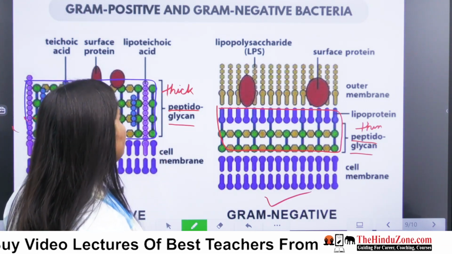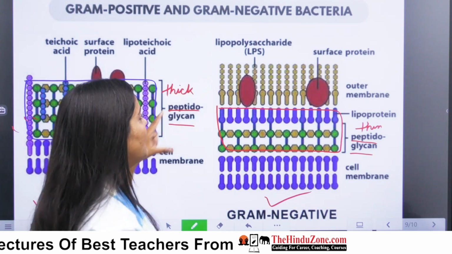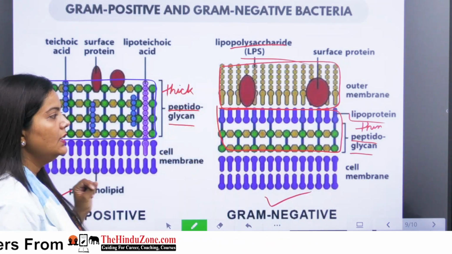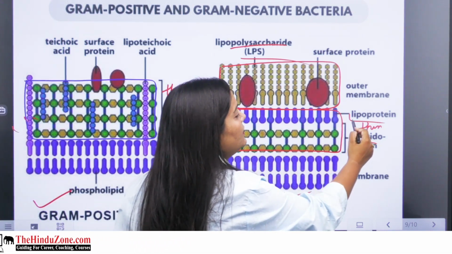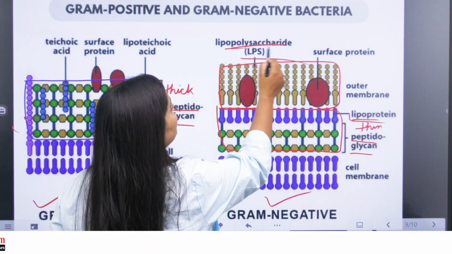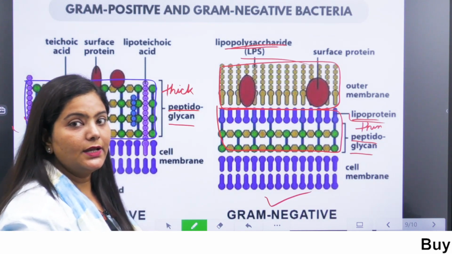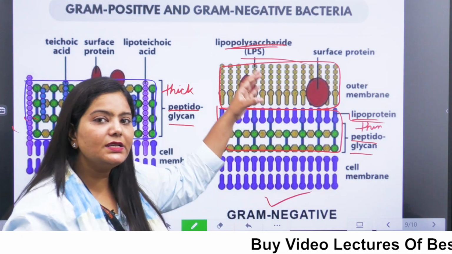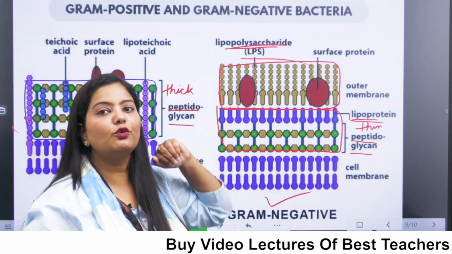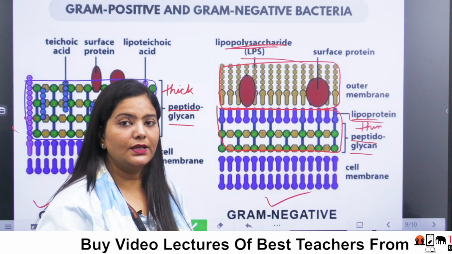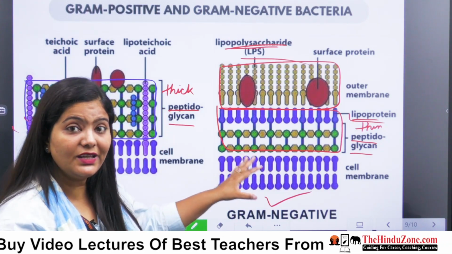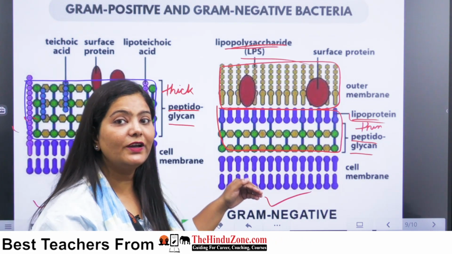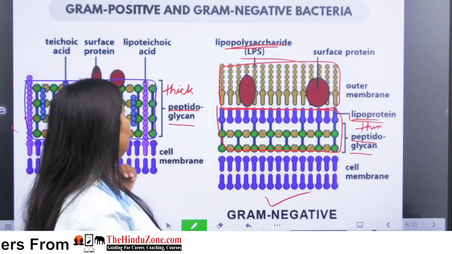Other than that, gram negative bacteria have an outer layer, an outer membrane. This can be made of some lipoproteins and lipopolysaccharides. The lipo word is involved here. Lipo means lipid. This is the lipid which is exactly providing them resistance. And you know, these gram negative ones are more virulent. They are more pathogenic, right?